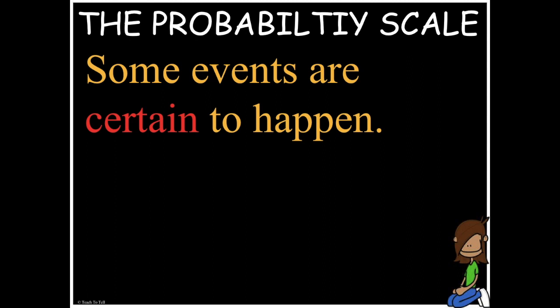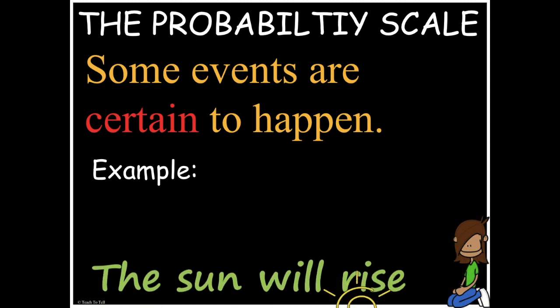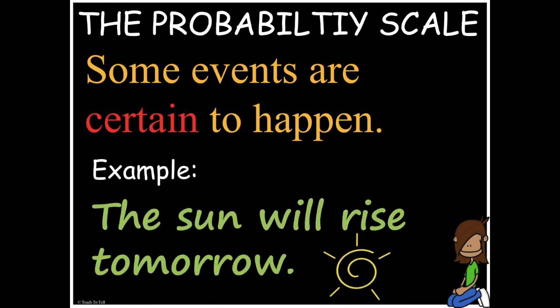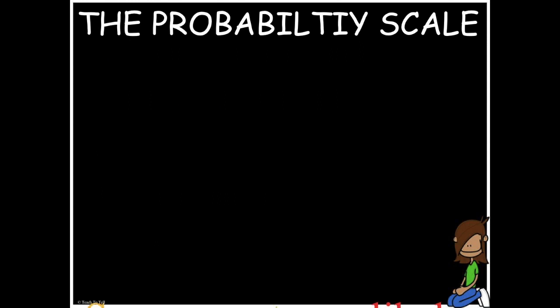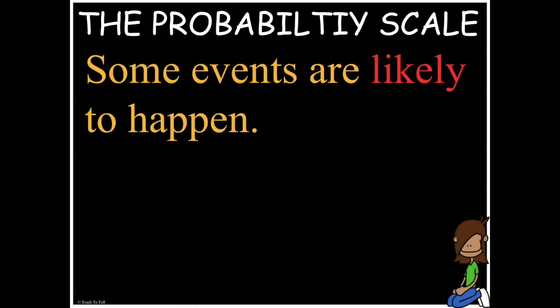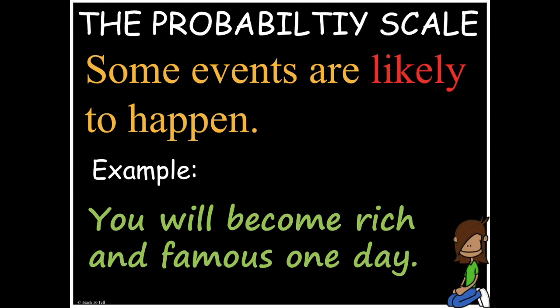Some events are certain to happen. So certain means that the sun will rise tomorrow. We know that it will happen. The sun rises every day. And some are likely. So that doesn't mean the sun will rise every day like we do. Perhaps you will become rich and famous one day. That could be a likely outcome for you.